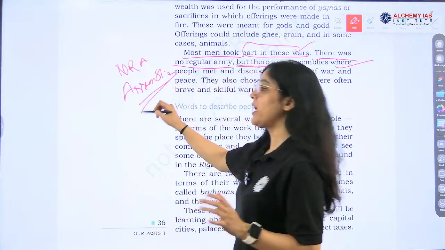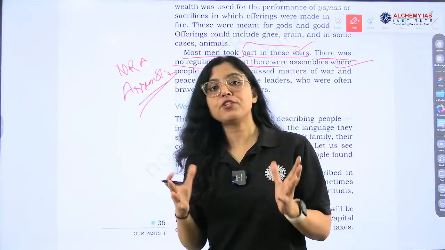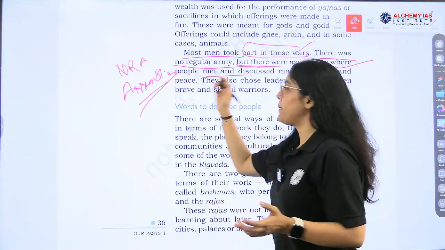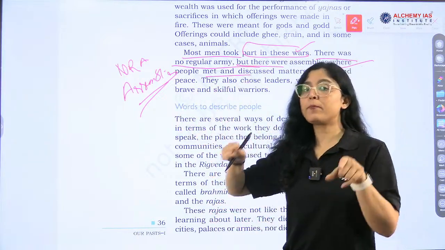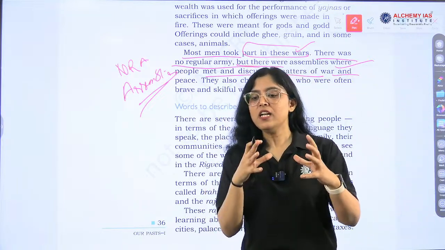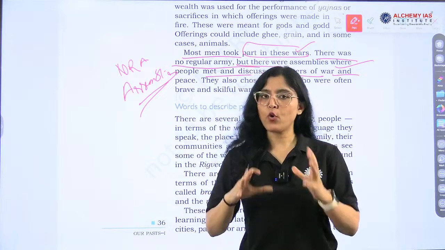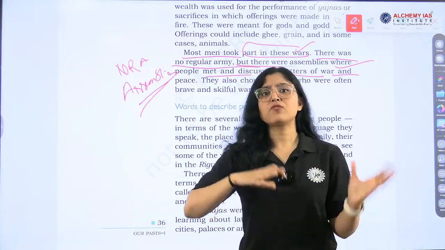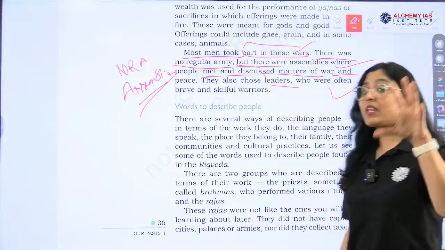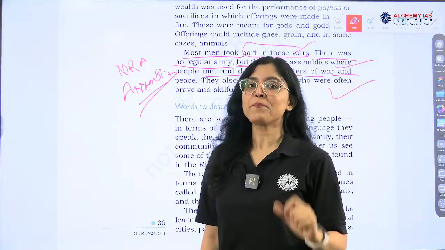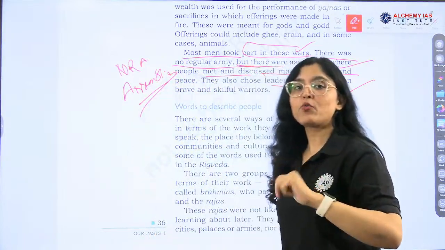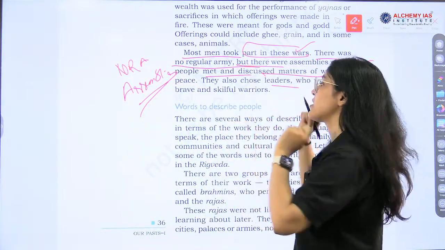Assemblies were there to take major decisions related to the tribes, to the population, administration, right? In those assemblies, people met and they discussed matters of war and peace. Small conflicts, battles were going on for land, for pastures, for people, right? These kinds of things. They also chose leaders. The function of the assembly, they were discussing about what? Land, right? They were discussing about what? War, peace, and they were discussing about the leader.